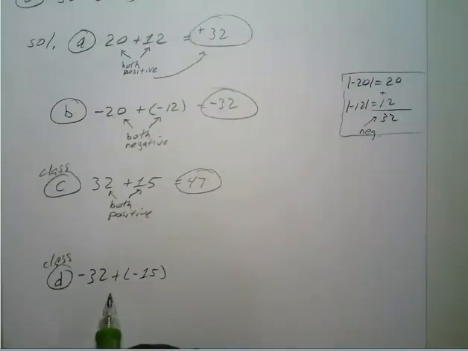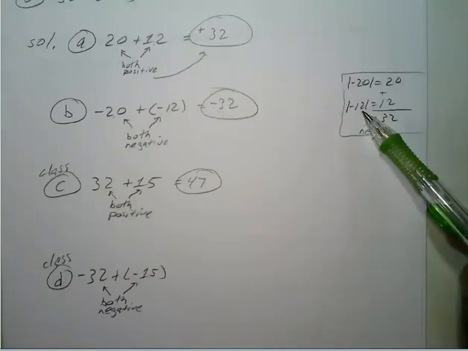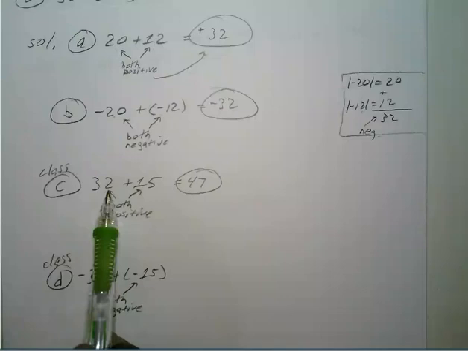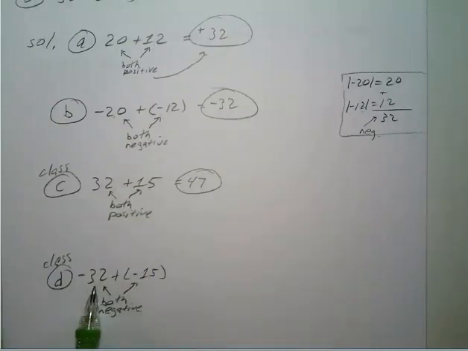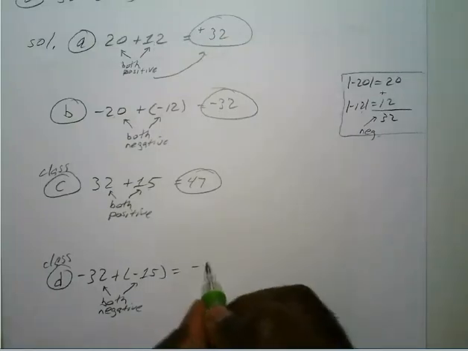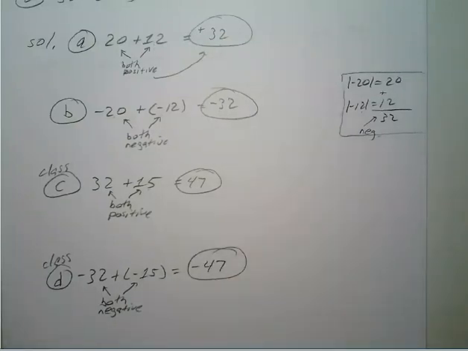Now see here that both of these are negative. Now we could do the absolute value steps here, but we don't have to. If we know that 32 plus 15 is 47, then negative 32 plus negative 15 is negative 47. So it's kind of a quick way to do it, to just add the values together and make sure you know that if they're both negative, your answer is negative. If they're both positive, your answer is positive.